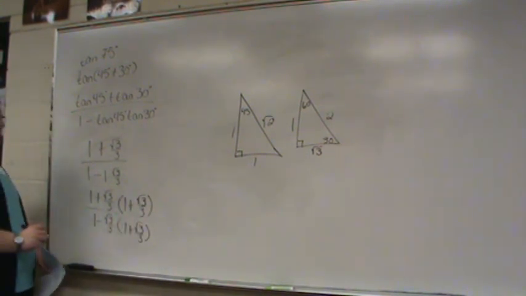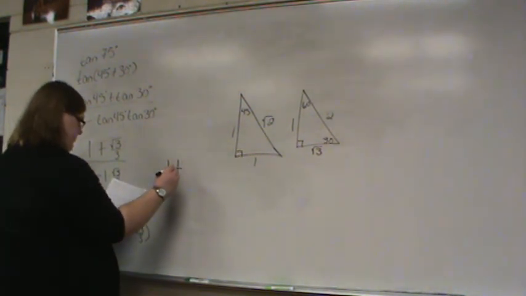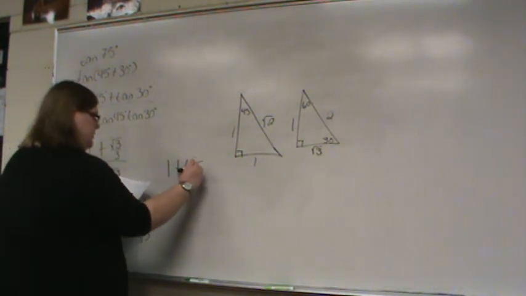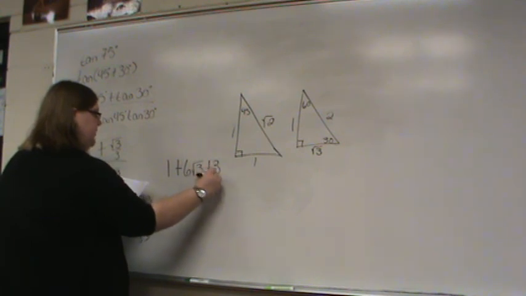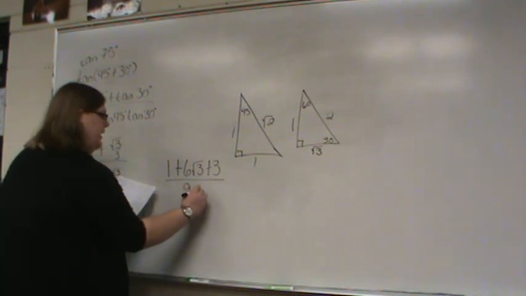When we multiply through by the conjugate, we get 1 plus 6 root 3 plus 3, all over 9 minus 3.